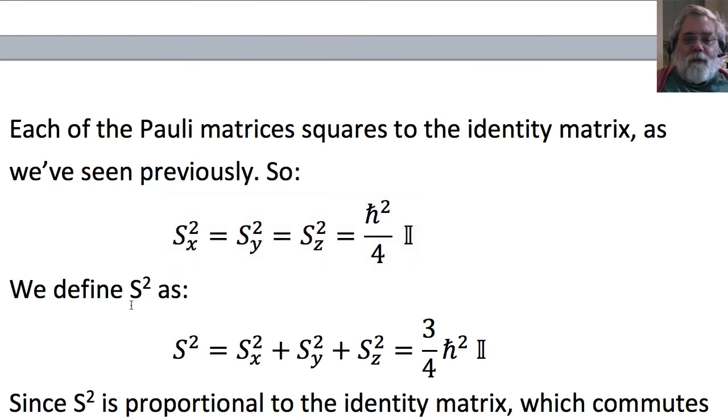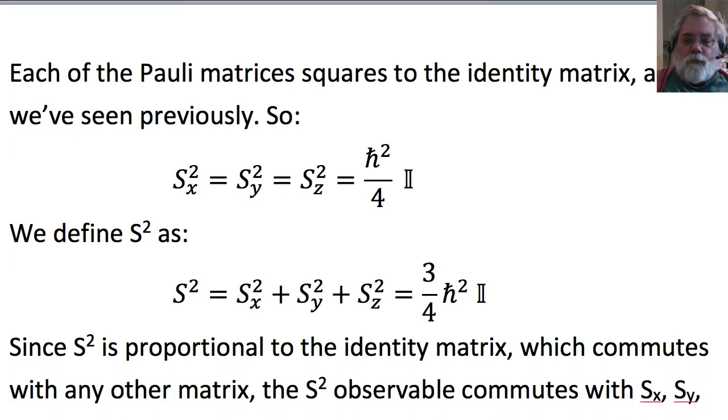Now we're going to define S squared, the intrinsic spin angular momentum squared, not a component anymore, total spin angular momentum squared. We're going to define that as Sx squared plus Sy squared plus Sz squared because they're orthogonal directions in space, Cartesian axes. And when we add them together, we just get 3 copies of this, so we get 3/4 h bar squared times the identity matrix.